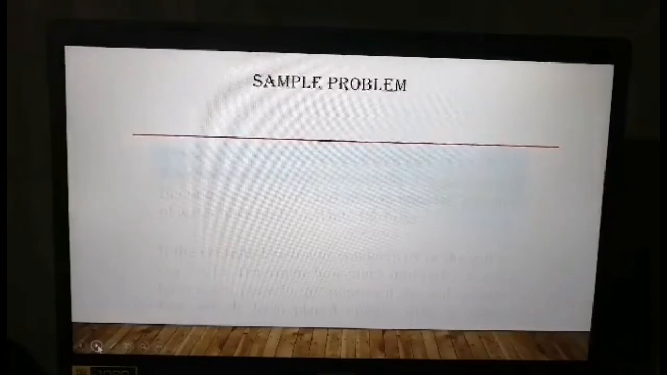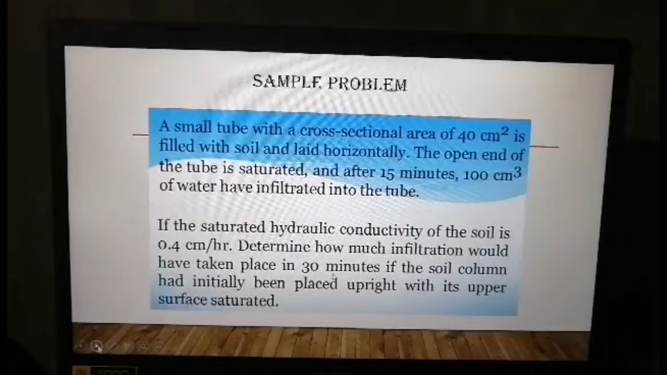So now we have our example. A small tube with a cross-sectional area of 40 square centimeters is filled with soil and laid horizontally. The open end of the tube is saturated, and after 15 minutes, 100 cubic centimeters of water have infiltrated into the tube. If the saturated hydraulic conductivity of the soil is 0.4 centimeter per hour, determine how much infiltration would have taken place in 30 minutes if the soil column had initially been placed upright with its upper surface saturated.